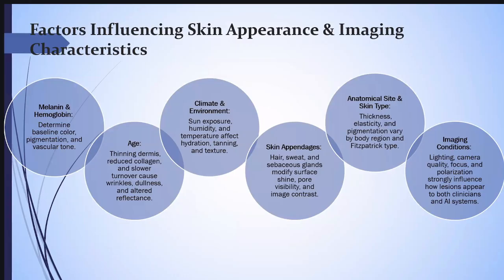Skin appendages, the hair, sweat, and sebaceous glands, modify surface shine, pore visibility, and image contrast. And then again, the site. If you take the palms and soles, the lesions are going to be entirely different. The skin is different, the color of the skin is different. That's not going to have any sweat glands, oil glands, or anything. Why I'm insisting on all these is that when you see a lesion where you suspect a cancer or precancerous, we have to take all these things into account.